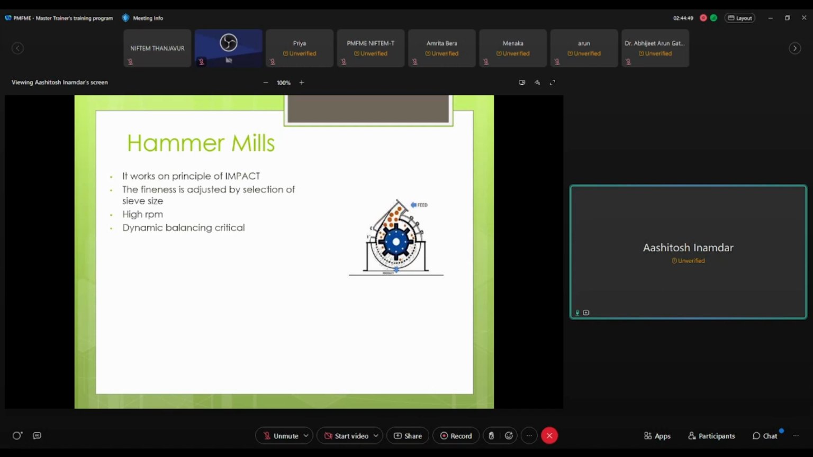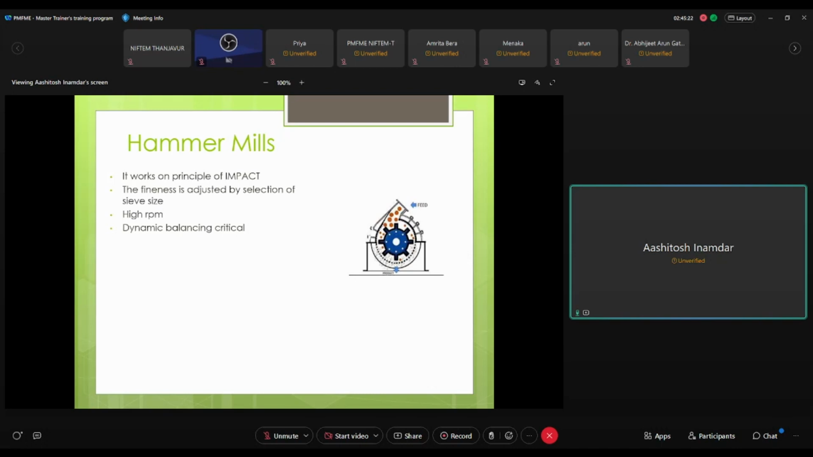So the working principle, of course, is impact. There are hammers set in rows of 6 to 8 in the whole rotor, and there is a screen. It runs at very high speed, somewhere around 2,500 to 3,000 RPM. Whatever comes in is just impacted until it passes through the screen, the sieve size we have used. Anything which comes there will be ground, right?